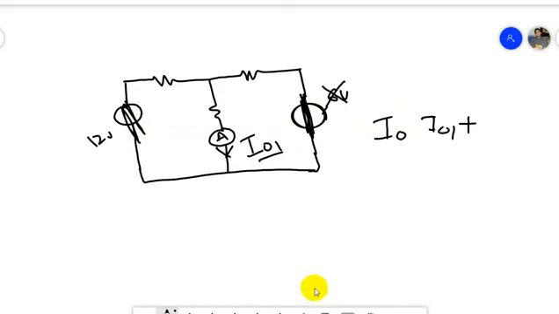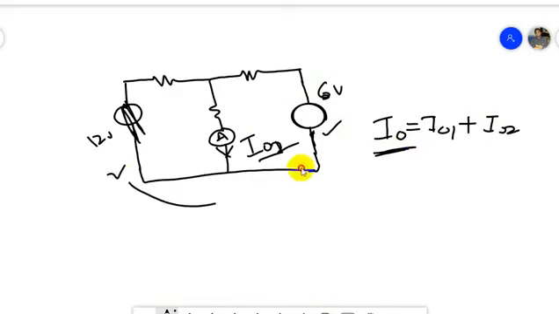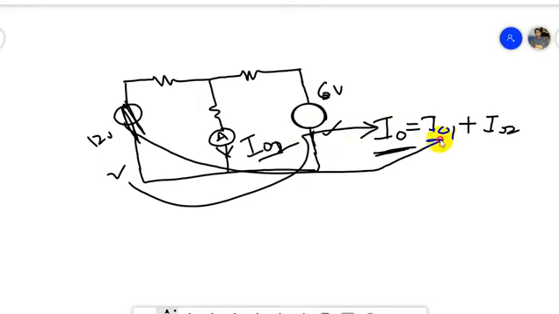Now when I remove this part, this is 6 volt, so this is I naught 2, and this should be equal. So suppose whatever value you are getting with I naught with the two voltage sources, it is I naught. With this voltage source it is I naught 1, and with this voltage source it is I naught 2. We will verify with the help of an experiment.